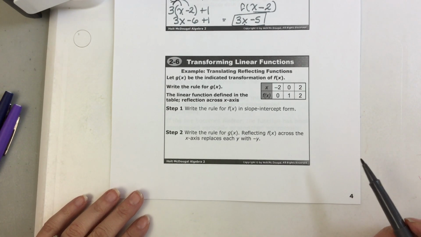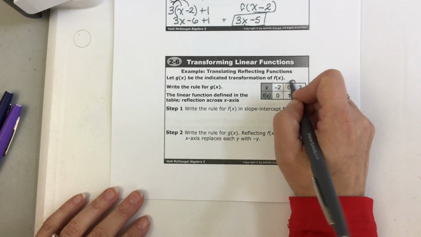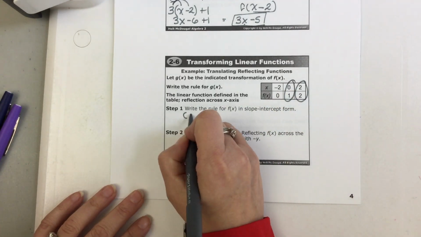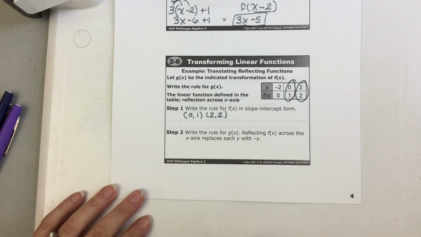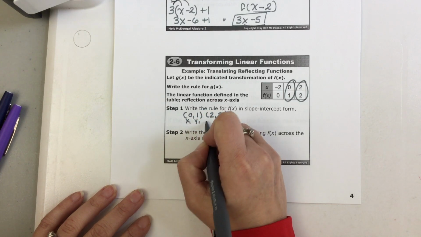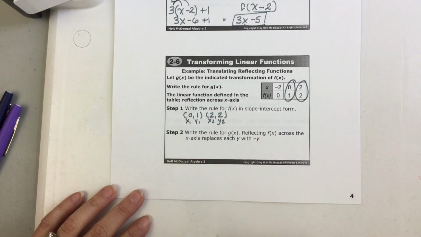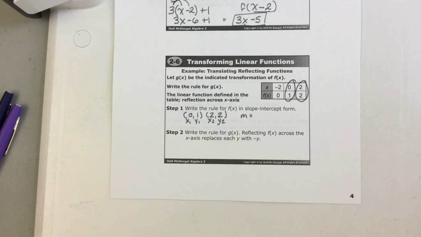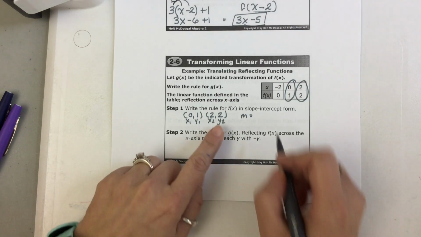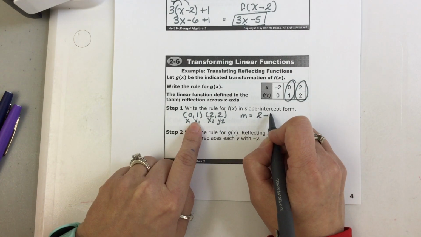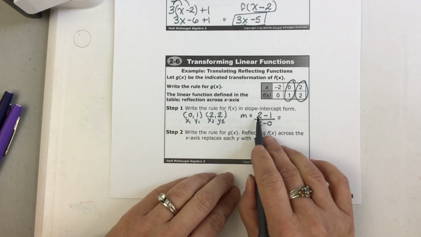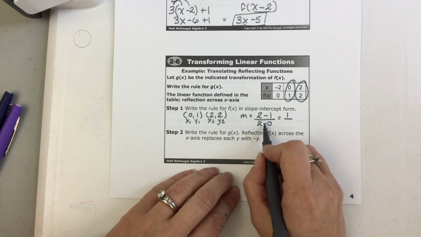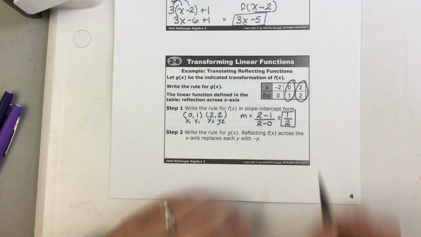If you want to know the equation of a line and you have 3 points, you pick 2, any 2 points. I chose 0, 1, and 2, 2 because I did not want to deal with that negative sign. This would be x1, this would be y1, this would be x2, this would be y2. Your first step when you are trying to find the equation of a line, if you know 2 points, you have to find the slope. So the second y2 minus the first y1 over second x2 minus the first x1. 2 minus 1 is 1. 2 minus 0 is 2. So the slope is 1/2.